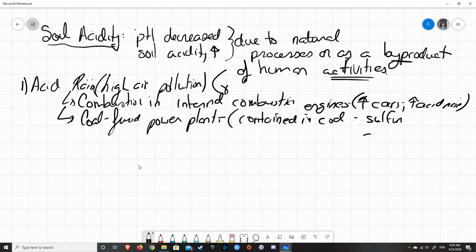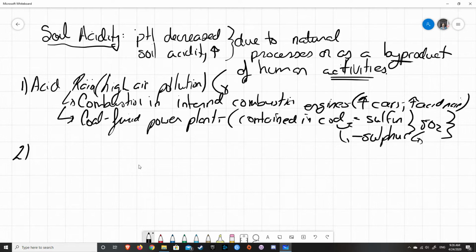We can write that in two different ways, either the American or the British way. So contained in coal there's sulfur. When we burn it, we release sulfur dioxide, which reacts in our atmosphere to create acid rain, or to acidify the water moisture in the air.